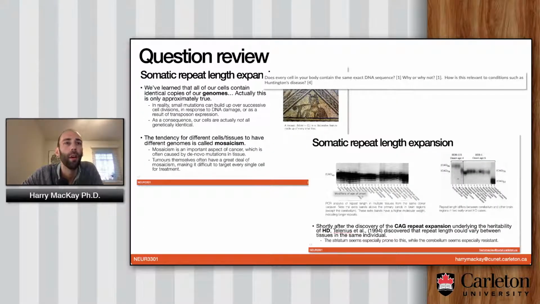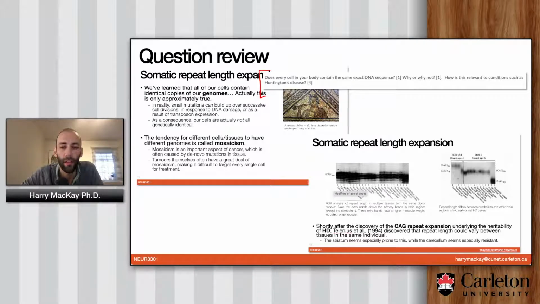Okay, so here, and you could imagine this is a bit of a contrast to the last question, the question here is asking, and this is number 5, does every cell in your body contain the exact same DNA sequence? Why or why not? How is this relevant to conditions such as Huntington's disease?